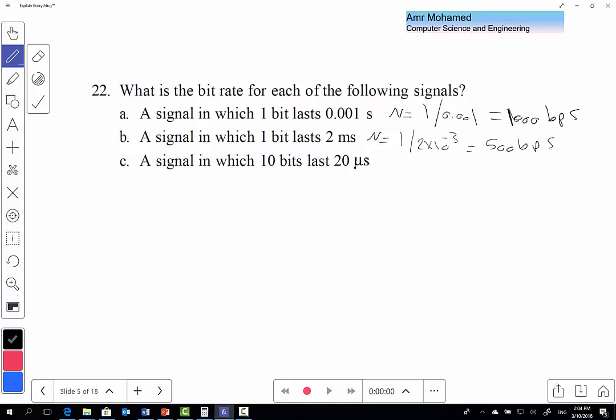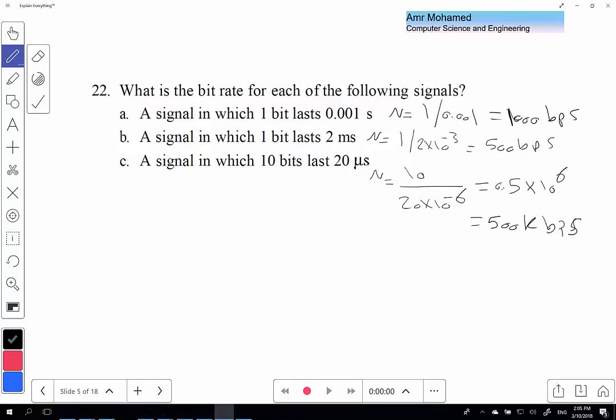All right, so if a signal has 10 bits that last 20 microseconds, so here n equals 10 divided by 20 times 10 to the power minus 6. So that's 0.5 times 10 to the power 6. So that's 500 kilobits per second. Okay, don't forget the units. Always have to include the units.